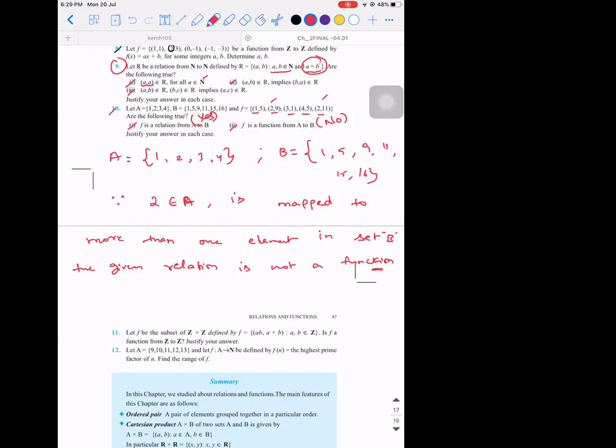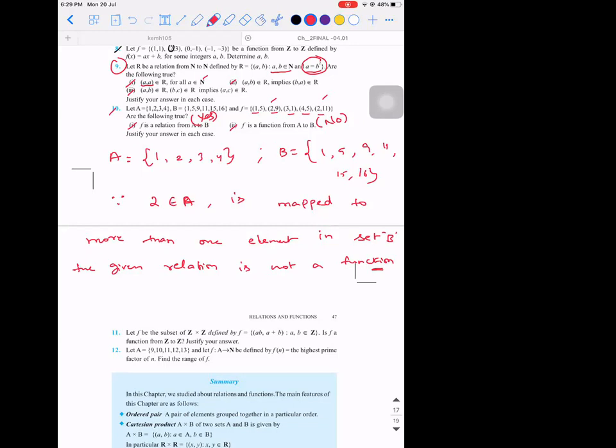Sir, here map means it has two outputs, no, sir. Two images. Don't use the word output. Output is only for your understanding. According to mathematics, it is images. Okay, sir. I use the word output for you guys to understand. Don't use that word in the exam, they might strike it off.